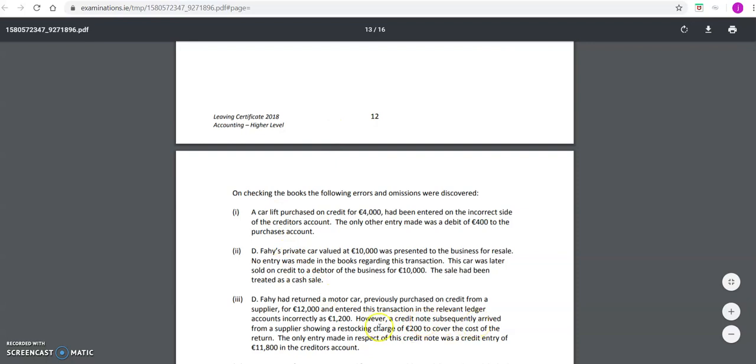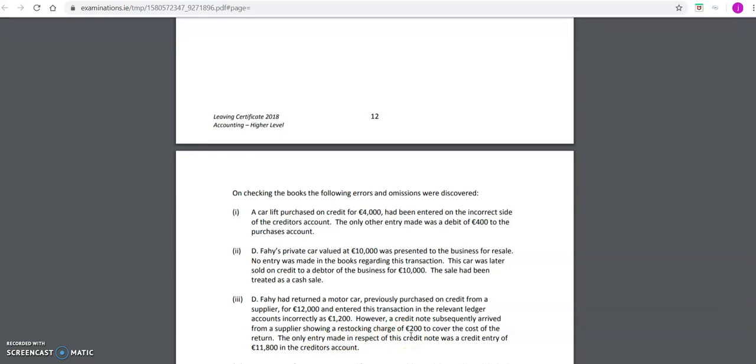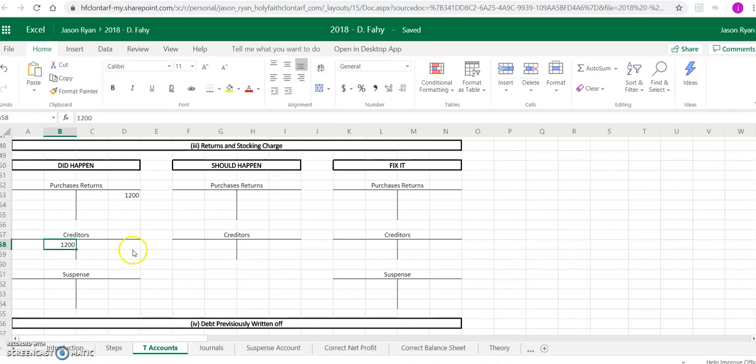So a credit note arrived from the supplier showing a restocking charge of 200. So we're not going to get the full returns for this because the company is going to charge us for putting this back up on the shelves. So instead of getting 12,000, we're going to get 11,800 to cover the cost of the return. The only entry made in respect of this credit note was the credit entry of 11,800 in the creditors account. So we have to go to the creditors account. It's going to be 11,800 on the credit side because that's what we're getting back.